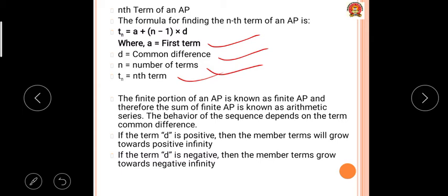Now see two important concepts. The finite portion of an AP is known as a finite AP, and the sum of a finite AP is known as an arithmetic series. Finite means a fixed number of terms.